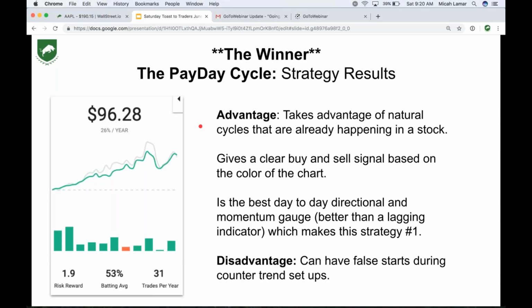The disadvantage, which I'm going to show you how to overcome here in a moment, is occasionally you can have false starts during counter trend setups. So what's a counter trend setup? A counter trend setup would be when a stock is in a downtrend and you're trying to buy, or a stock is in an uptrend and you're trying to short. Occasionally this strategy will have false starts, but I'll show you how to overcome that here in just a moment.